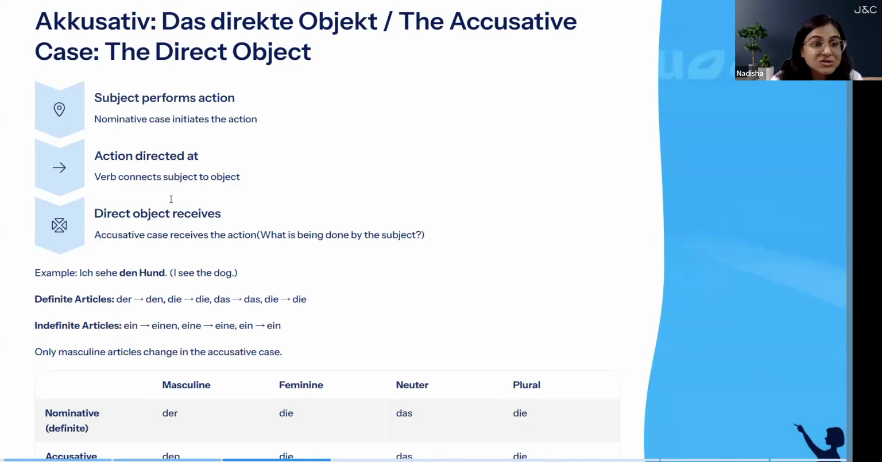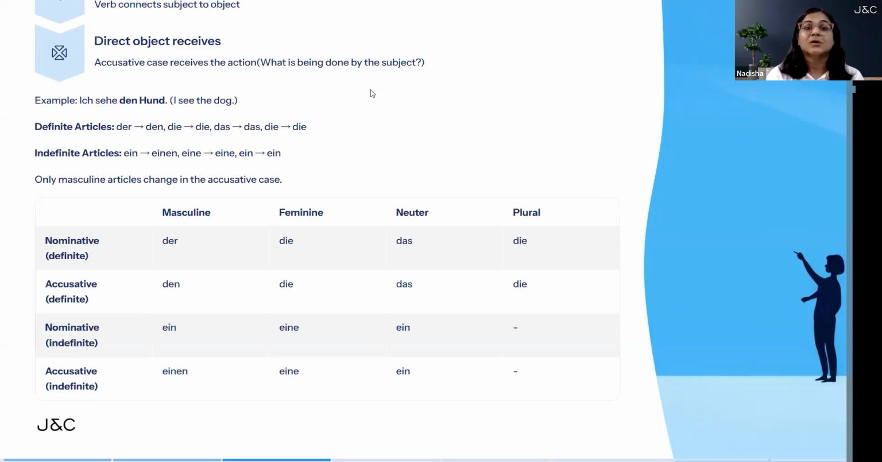It receives action, like the accusative case receives the action. What is being done by the subject? That's what I said, okay? The doer is cooking the noodle, right? So what is being done? Noodle is being cooked. So noodle is accusative. Now let's see the example. Ich sehe den Hund. I see the dog. Now who is seeing?